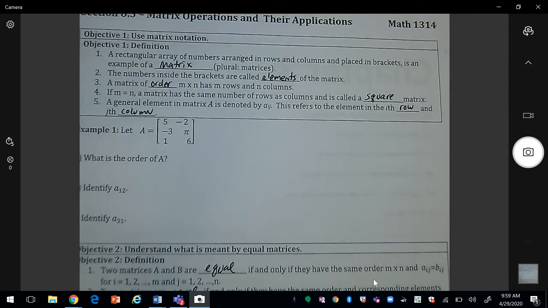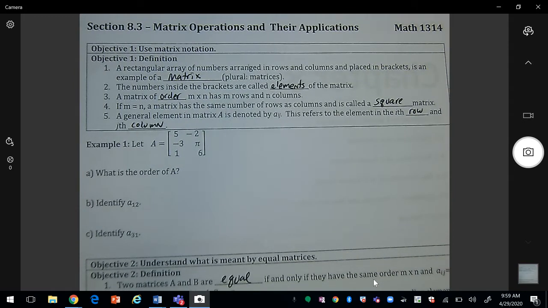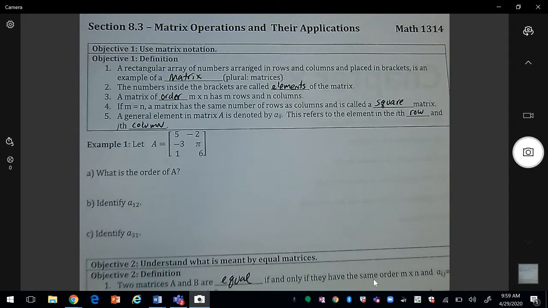Section 8.3 Matrix Operations and their applications. A rectangular array of numbers arranged in rows and placed in brackets is an example of a matrix. The numbers inside the brackets are called elements. A matrix of order, or sometimes we use dimension instead of order, m by n has m rows and n columns.